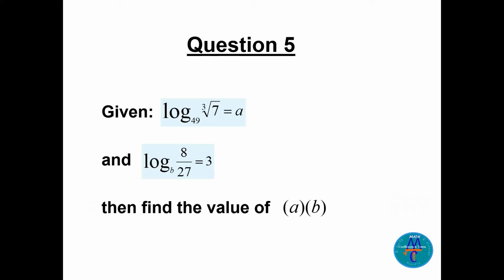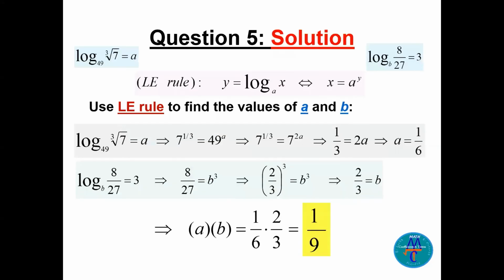Question number 5, we have logarithmic equation, log of base 49 of cube root of 7 is equal to a. Log base b of 8 over 27 is equal to 3. Find the value of a times b. This is almost easy. Find a, find b, then multiply them. In both cases, we will use the log rule, which I mentioned before.